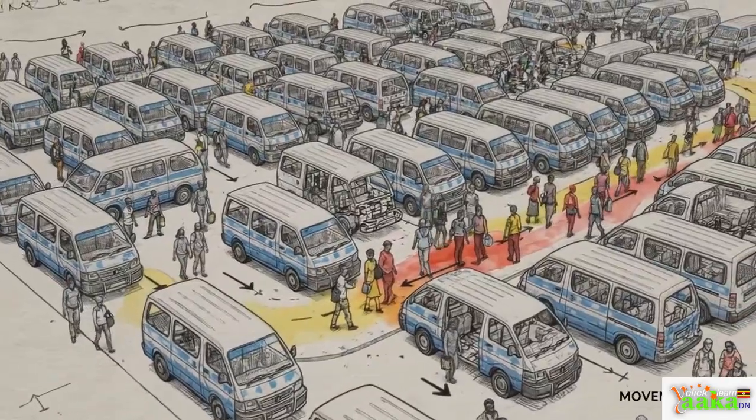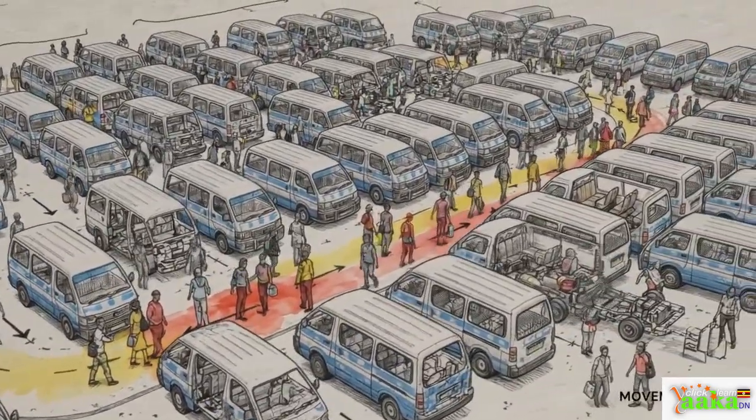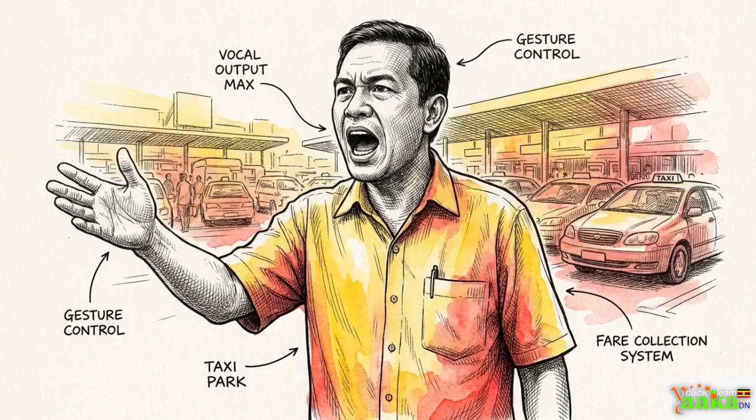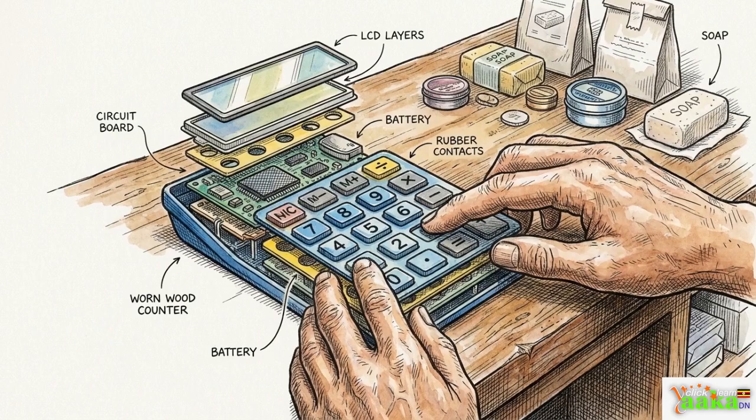Take a look at the Kampala taxi park on any given afternoon. Thousands of people are moving in every direction. Hundreds of vehicles are coming and going, and countless exchanges are happening all at once. Down on the ground, a conductor is shouting out the next route. Nearby, a student pays for a boda ride using mobile money on her smartphone. And right next to them, a shopkeeper is tapping the day's sales into a small calculator.